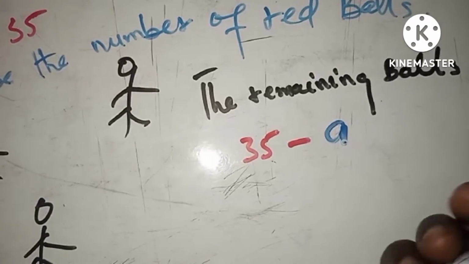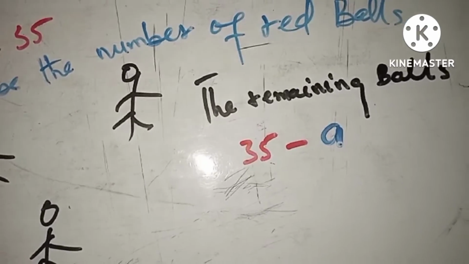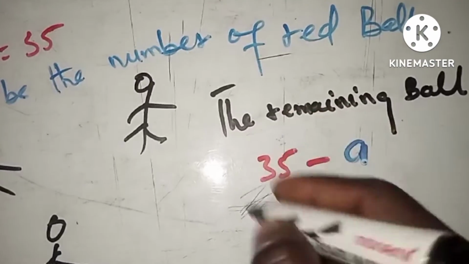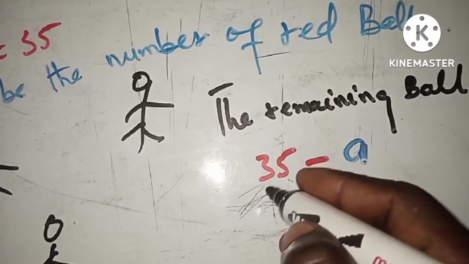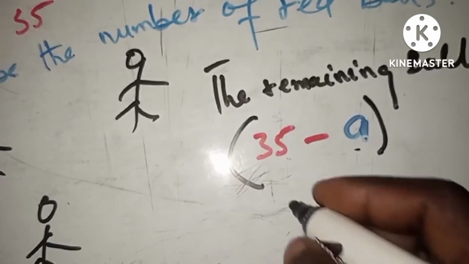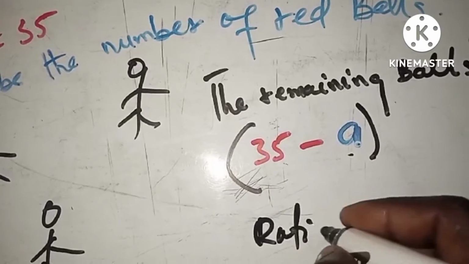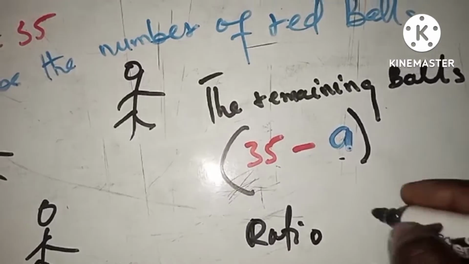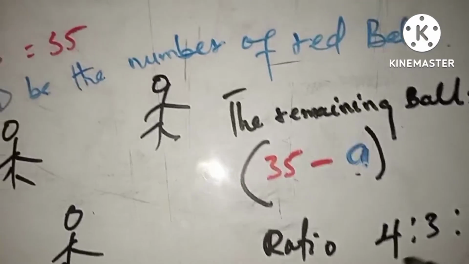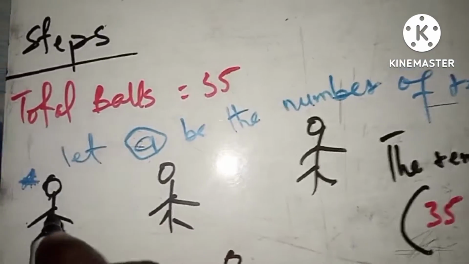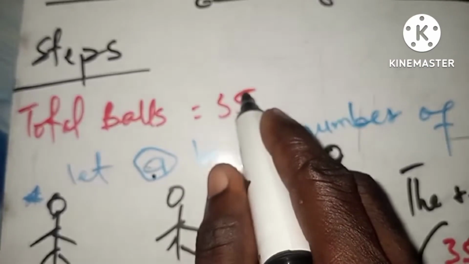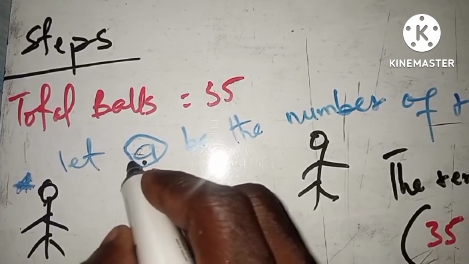Is that okay? So what was the ratio? The remaining was shared among these people. Everything here was shared in the ratio of 4 is to 3 is to 2. This is the scenario, very simple. If these teams are taking A balls out of the 35, you can choose to replace this A by a number.